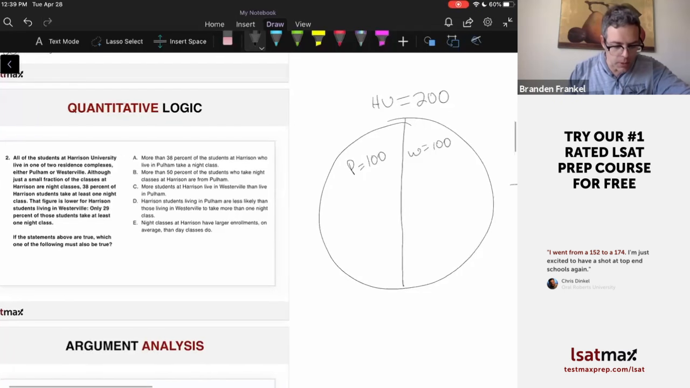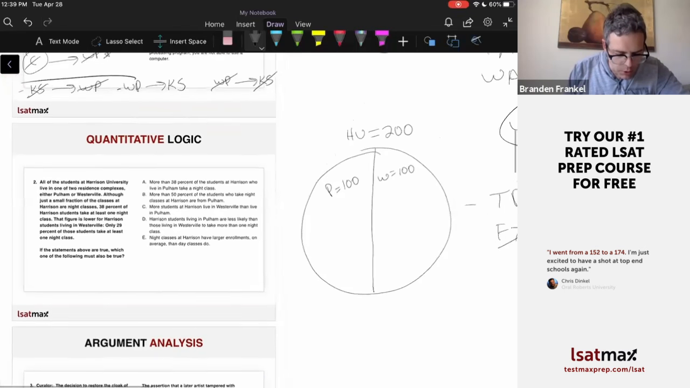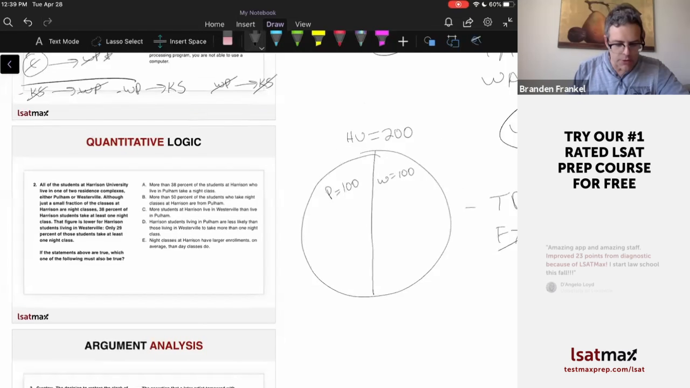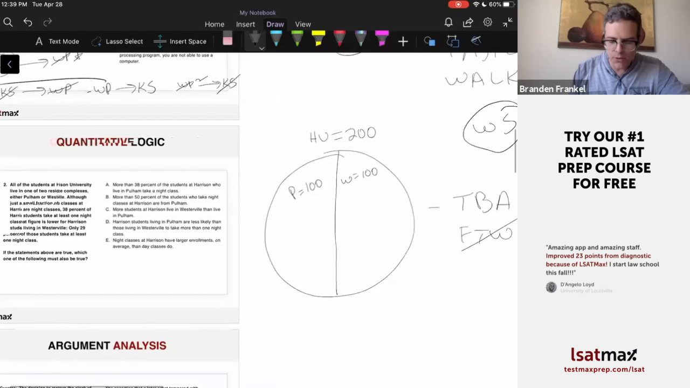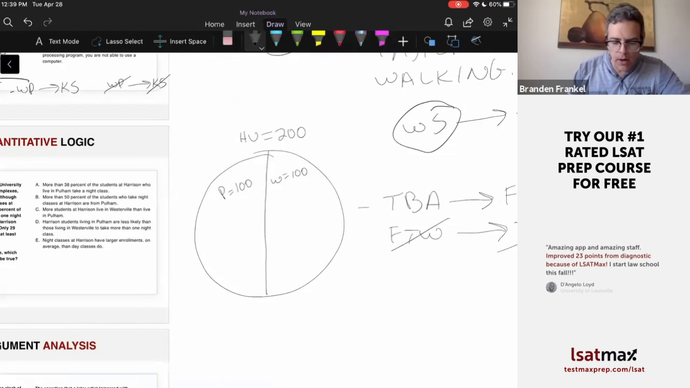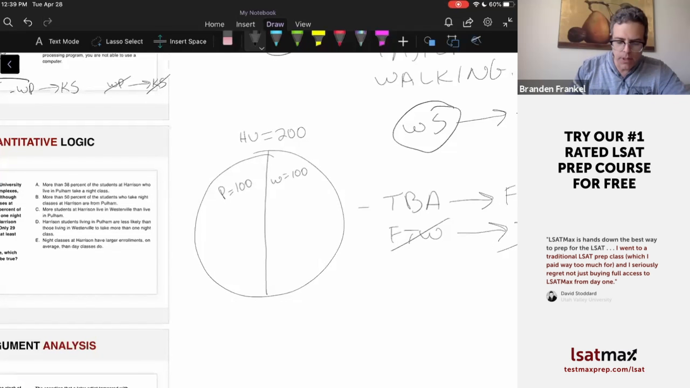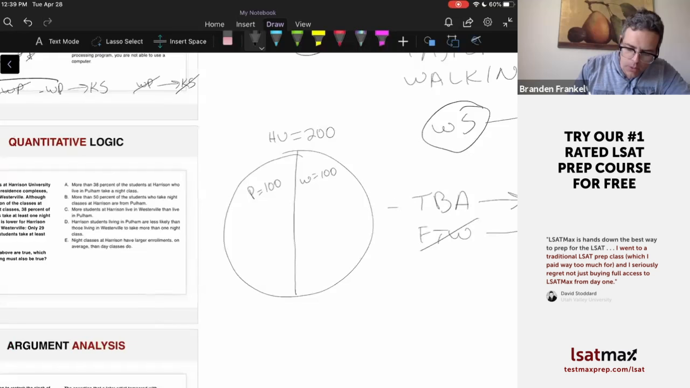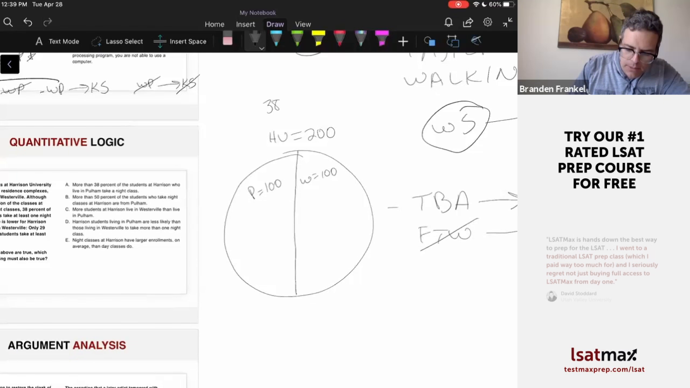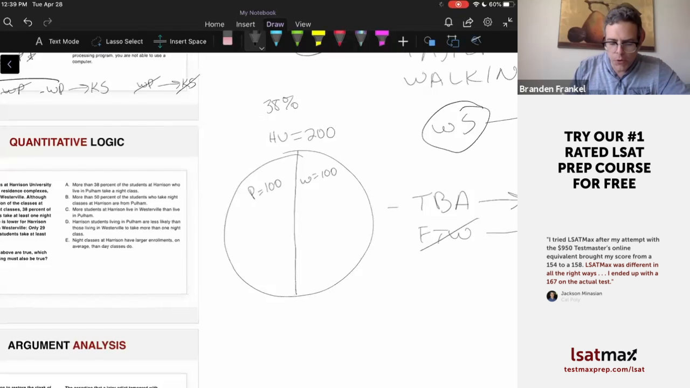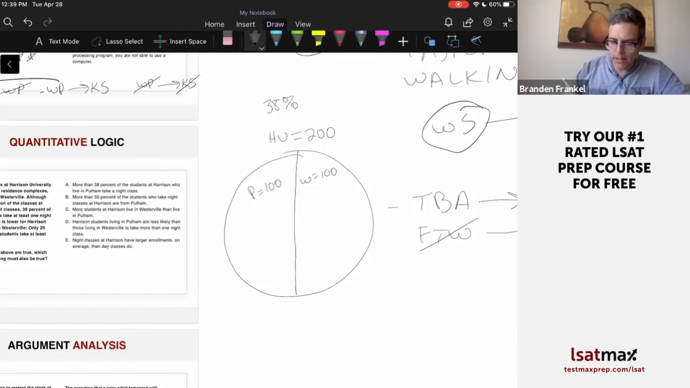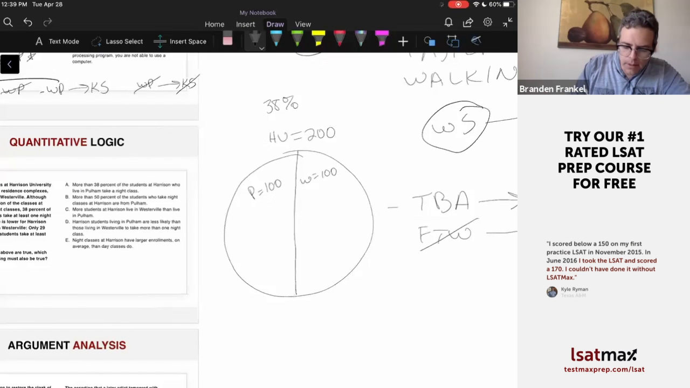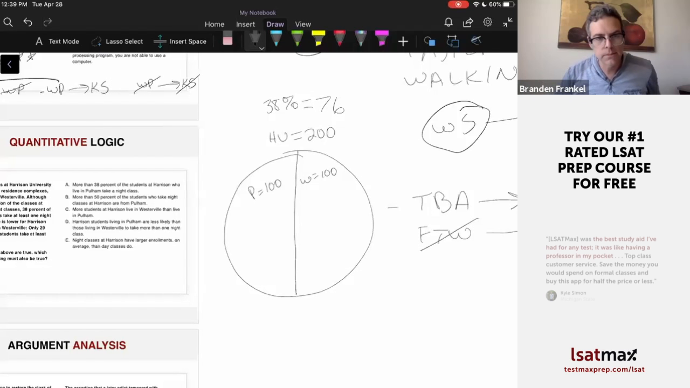All right, so let's figure out what we know. Although just a small fraction of the classes at Harrison are night classes, 38% of students take at least one of those night classes. So we're talking about HU overall. When it comes to HU overall, we know that 38% of them take night classes. Well, 38% of 200, I would have had to do this on a calculator. Luckily, I did this math before I got here. That means a total of 76 students overall at Harrison take night classes.